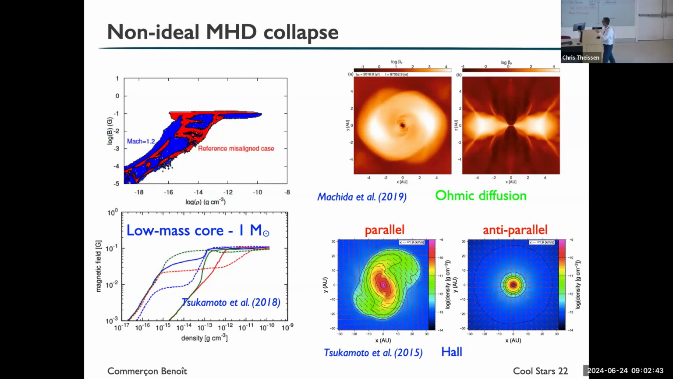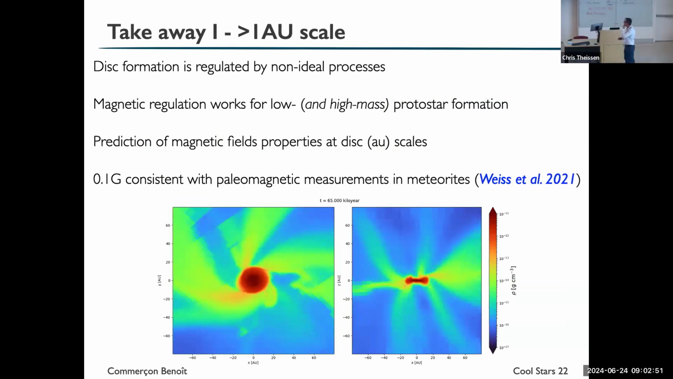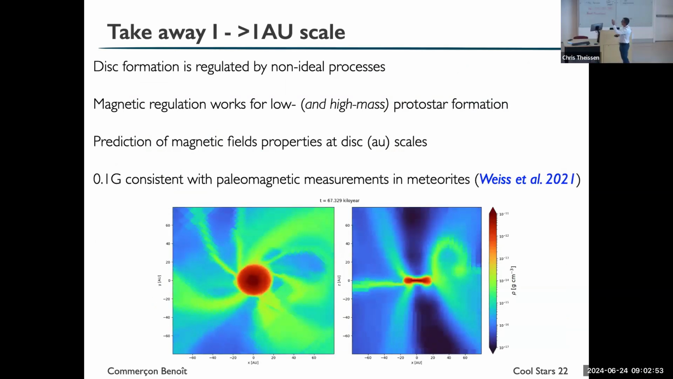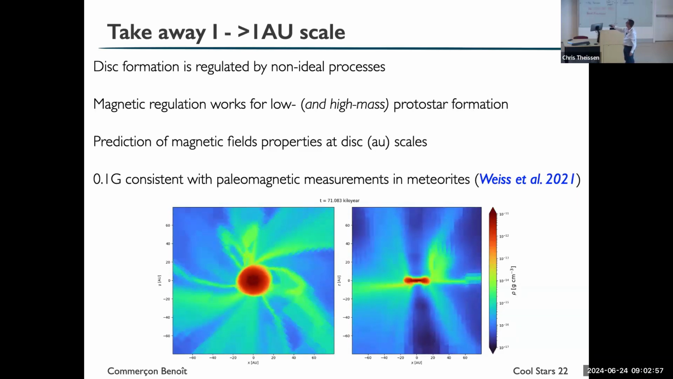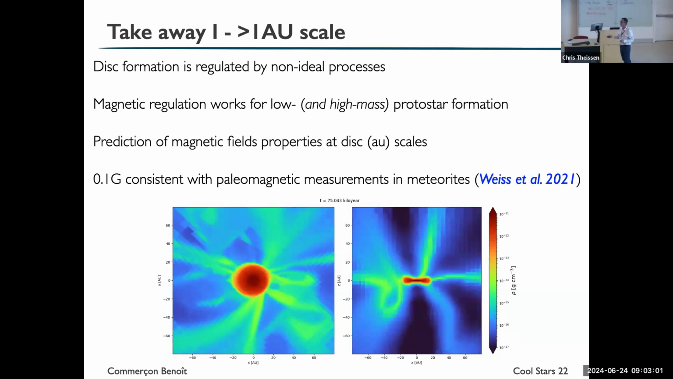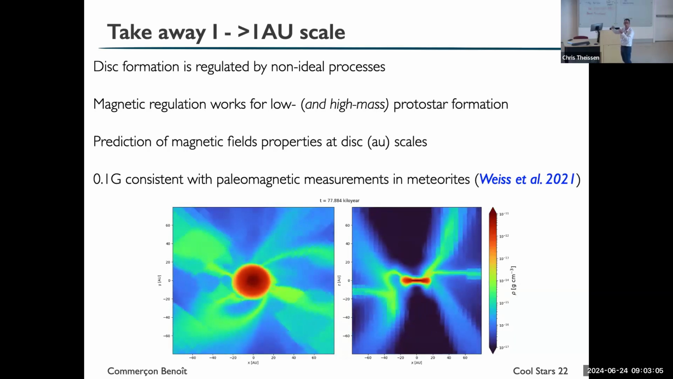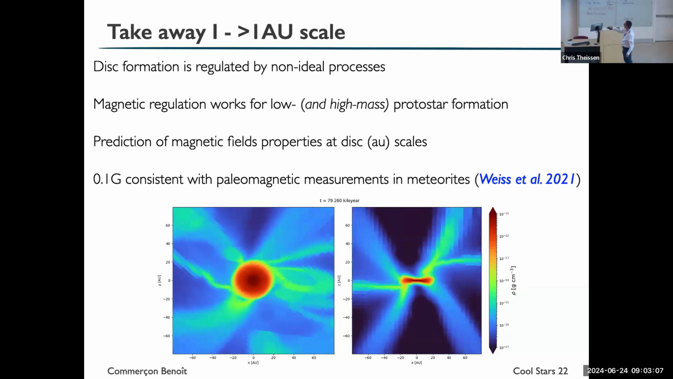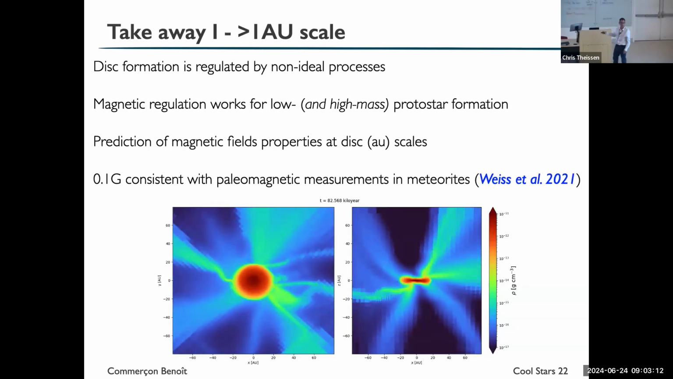So these results are quite robust and do not depend on initial condition or on the numerical technique. So, first takeaway message: you have seen that at scales larger than 1 AU, disk formation is regulated by non-ideal MHD processes. This magnetic regulation works for low and also high mass stars. I did not show this today. And it's also quite robust in terms of time. You see here an evolution over more than 40,000 years, and you see that the disk doesn't change that much.